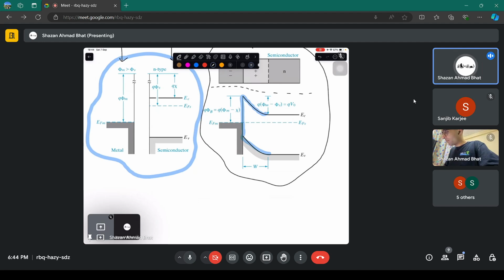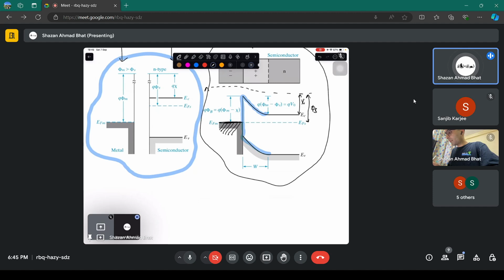Now you see that this particular barrier gets formed, and you can compute it knowing the vacuum level. Here is the electron affinity. This particular thing is the work function of the semiconductor. You know that this particular thing is the work function of a metal.